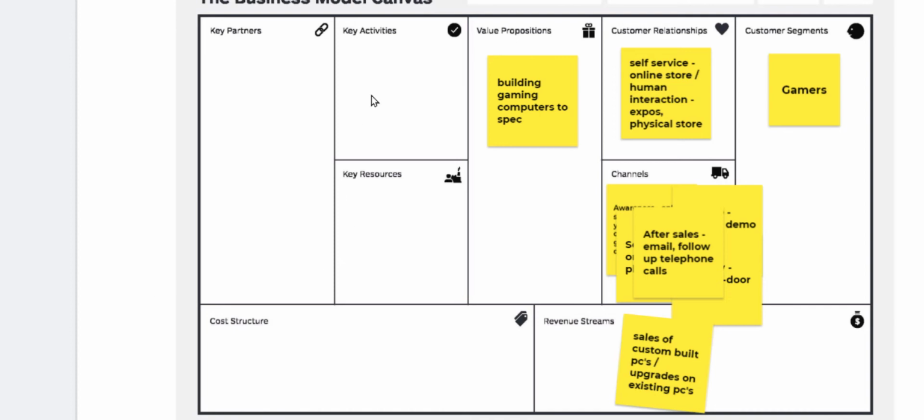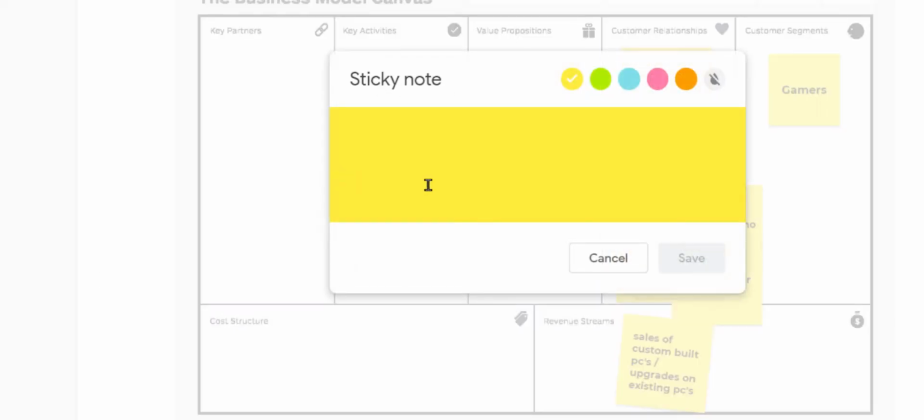Let's go on to the back end. So what happens behind the scenes? Let's start with our key activities. So what are the key things that we need to do as part of our business? Think here of the most important activities.